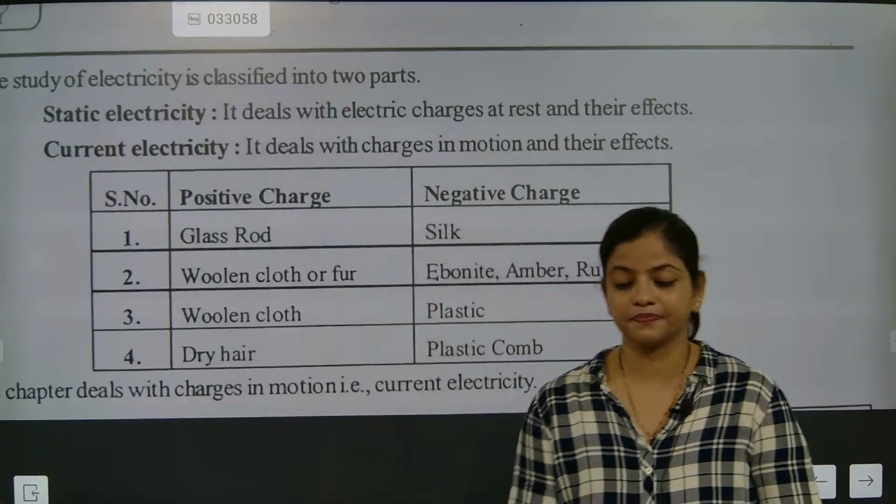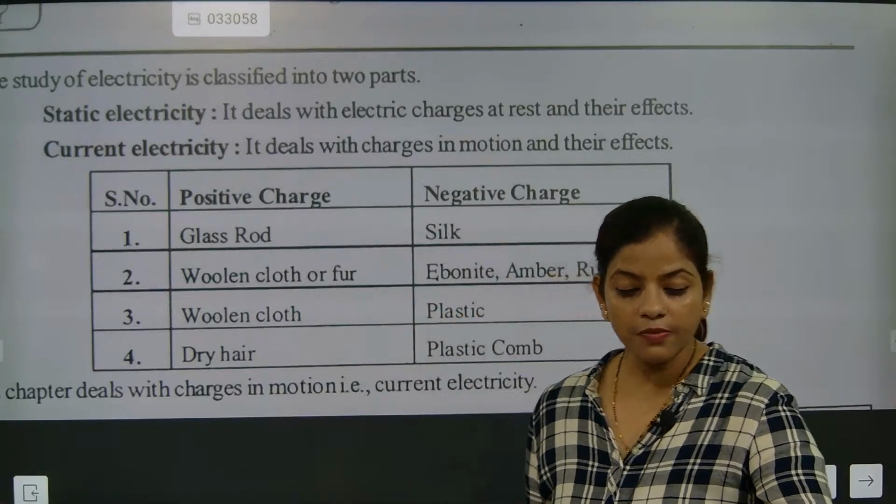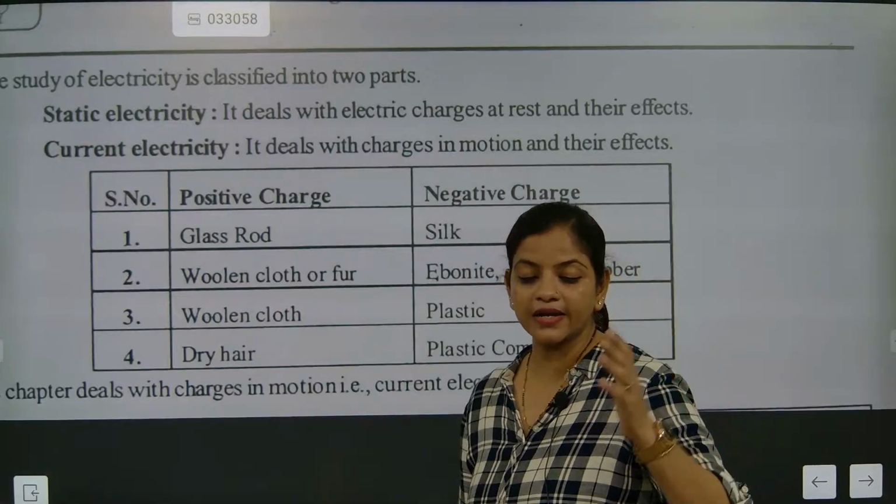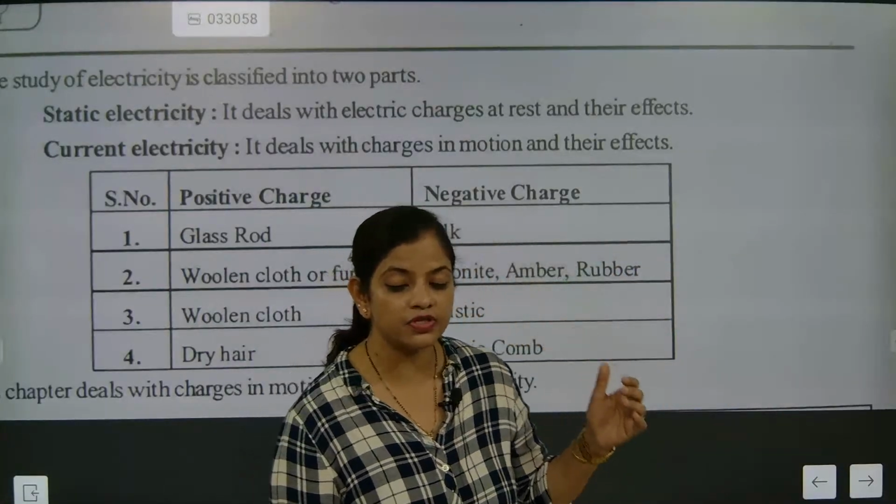So now look here. We're going to talk about the static part. So static current will be exactly the current that is possessed.